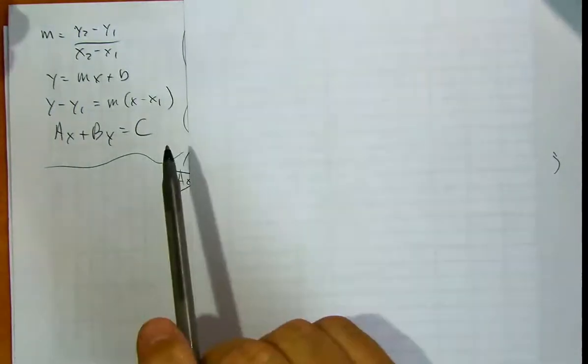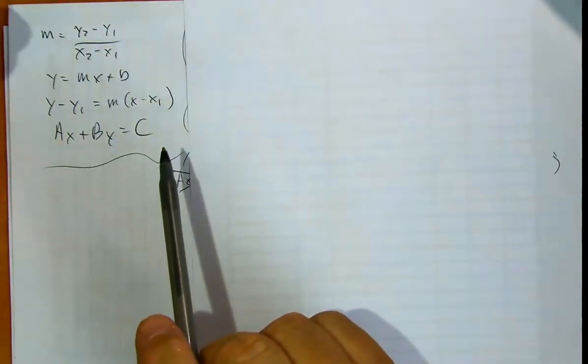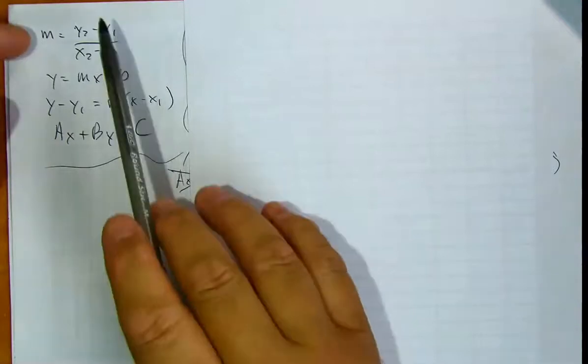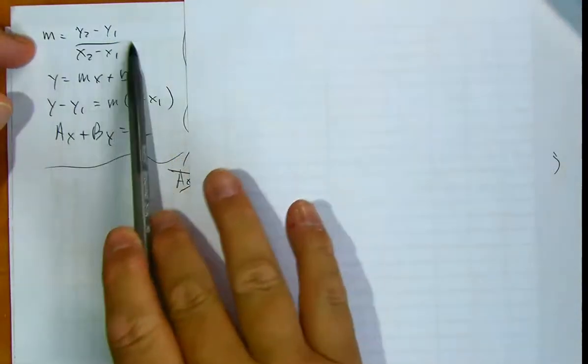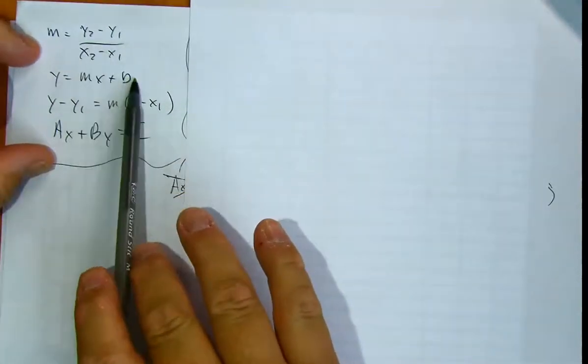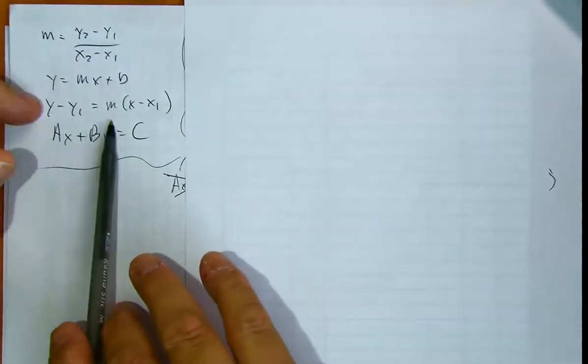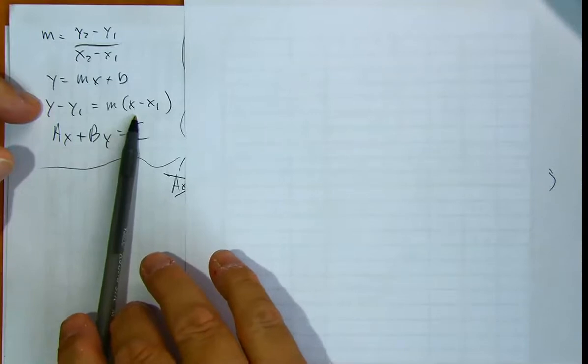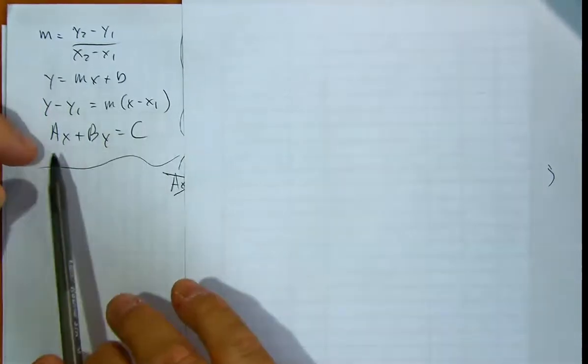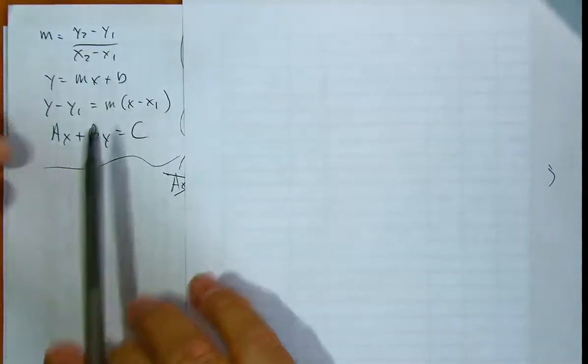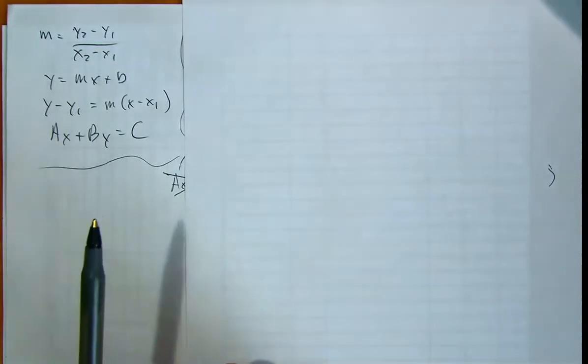Okay, ladies and gentlemen, what we want to do is talk about tying up all of the different loose ends that we have for lines. Now, we already know the slope formula, m equals y2 minus y1 over x2 minus x1. We know slope-intercept form, y equals mx plus b. Point-slope form, y minus y1 equals m times x minus x1. That's point-slope. And finally, standard form, ax plus by equals c.